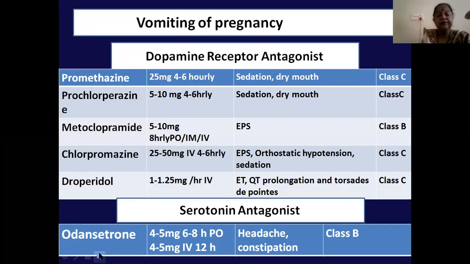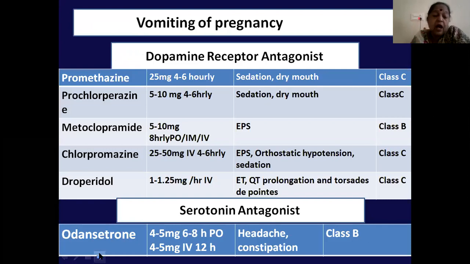And the second line is dopamine receptor antagonists like prochlorperazine, metoclopramide. Many times we commonly give these drugs, and chlorpromazine and droperidol. So there are side effects of these drugs, and this is an upcoming drug that is a serotonin antagonist.